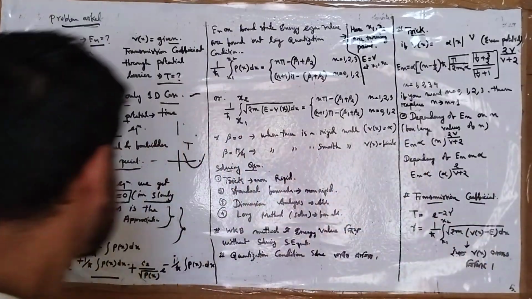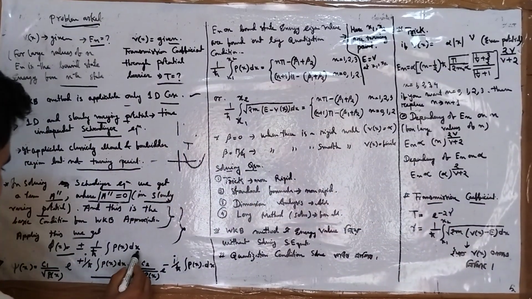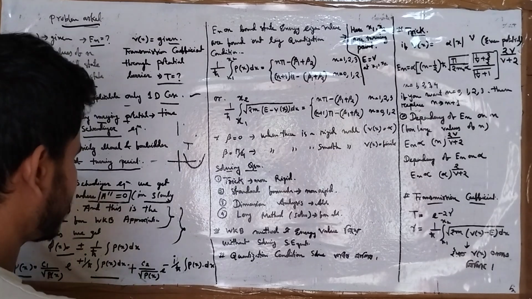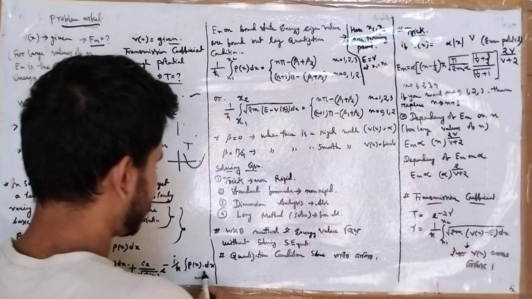It's 1 by h cross, the integral of p(x) dx, and at the end the wave function phi(x) is c1 divided by root p(x) times e to the power plus i by h cross integral p(x) dx, plus c2 divided by root p(x) times e to the power minus i by h cross integral p(x) dx. This is the end result.